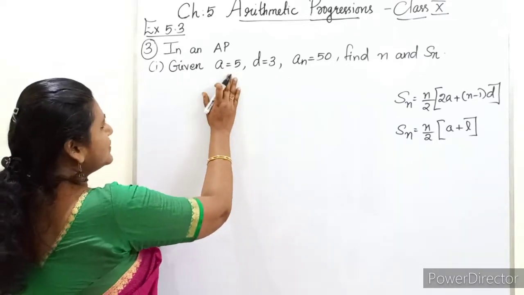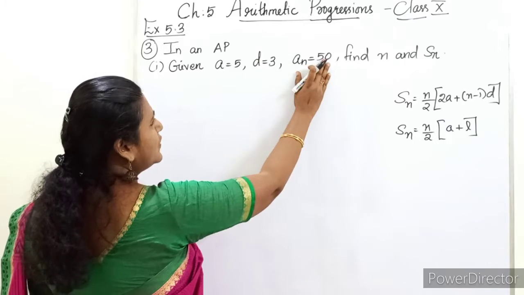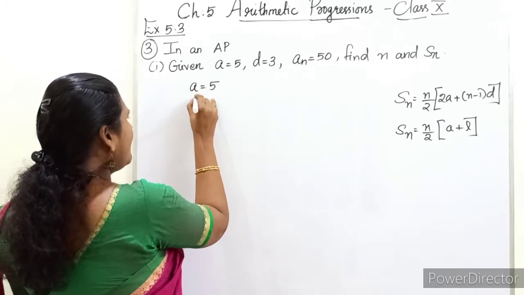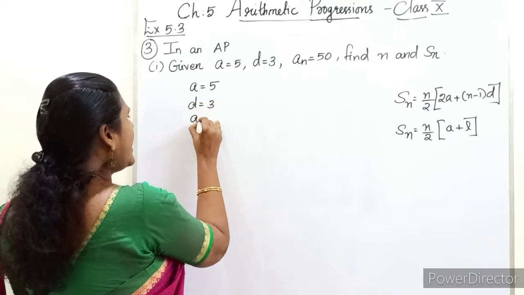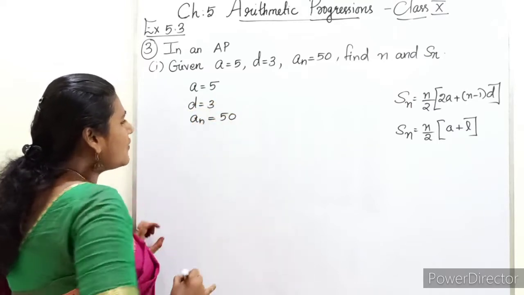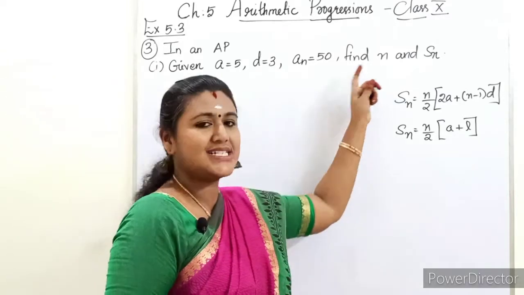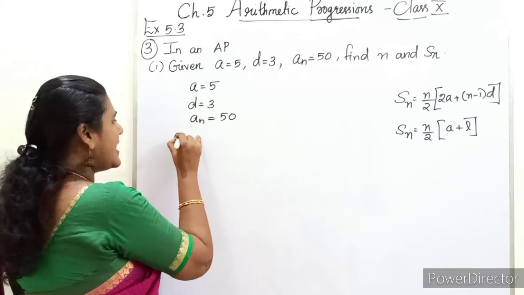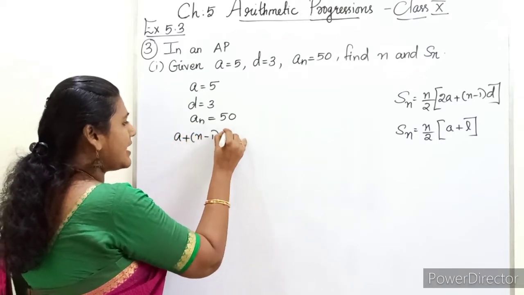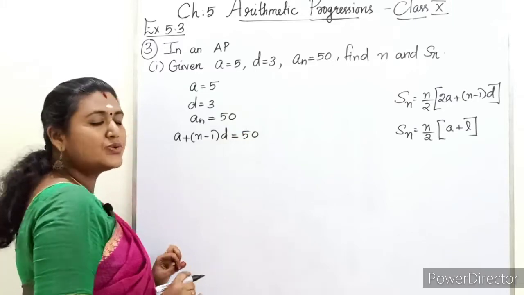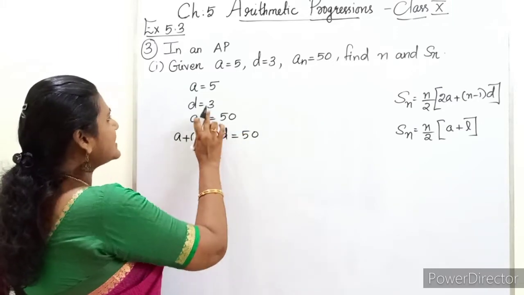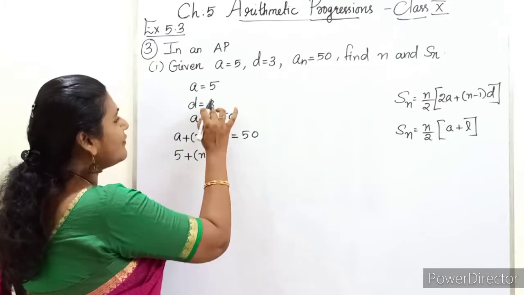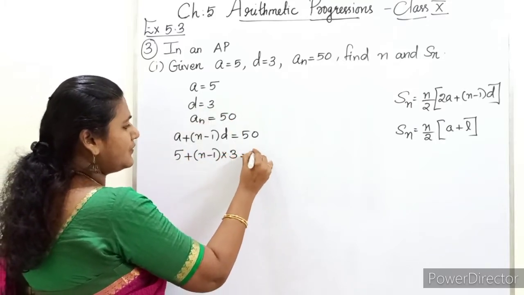Now we will do this question. Here AN value is given. So what are the values given? A is equal to 5, D is equal to 3 and AN is equal to 50. From this AN we are going to first find the value of N. What is the formula for AN? A plus N minus 1 into D. So A plus N minus 1 into D is equal to 50. A is 5, so 5 plus N minus 1 into 3 is equal to 50.